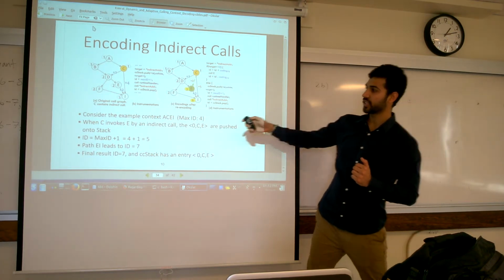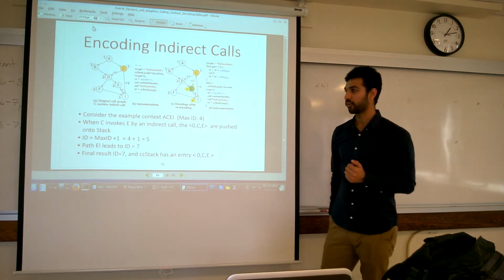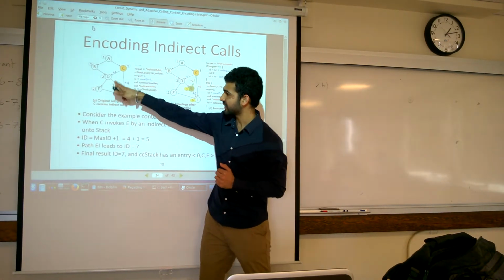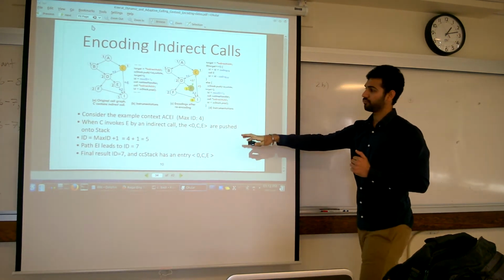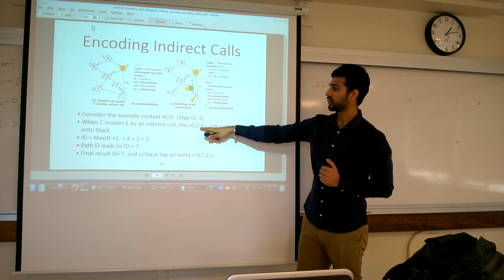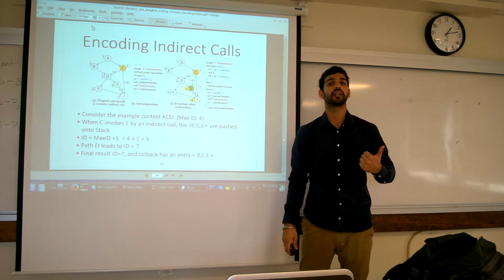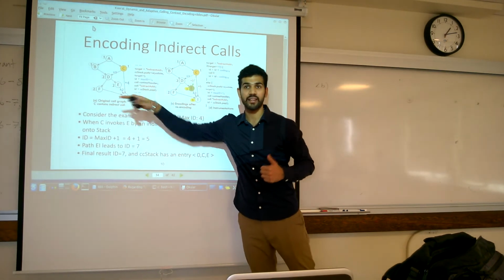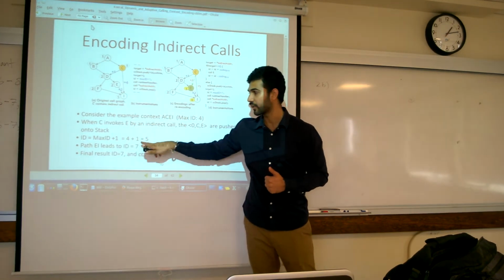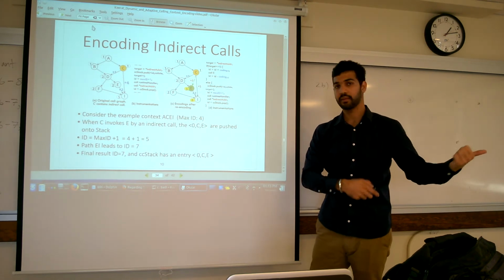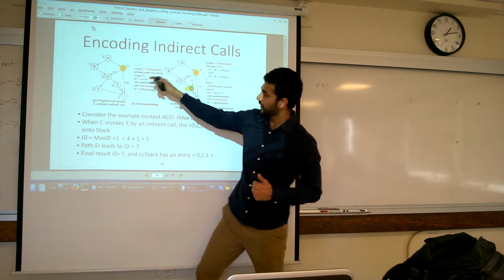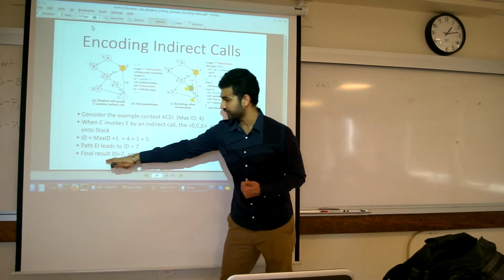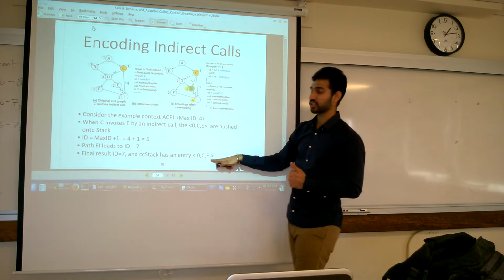So we consider an example A, C, E, I with a max ID of 4. So the thing is that A to C is pretty straightforward. C to E is an indirect call. So when an indirect call is made, 0, C, E are pushed onto the stack, which is the current context. So since there is no encoded path, it's pushed onto the stack, and the ID becomes max ID plus 1. That's the same thing as we did in the last case. And that becomes 5. 5 plus 2 becomes 7. So E to I leads to 7. So the final result is ID 7, and that's what is on the stack.